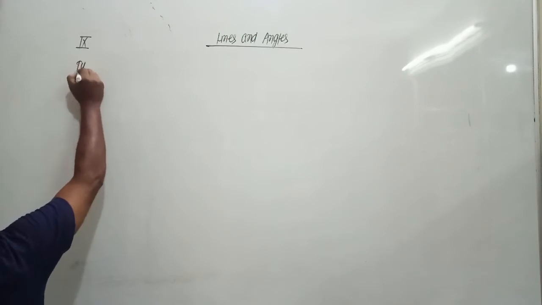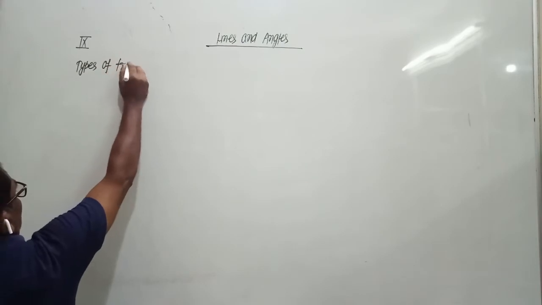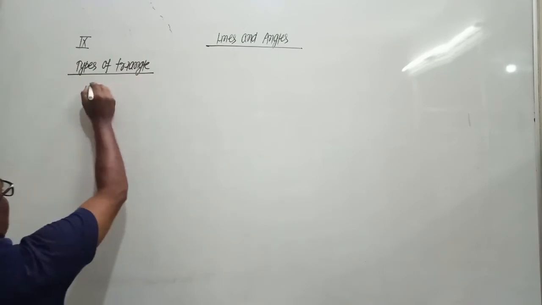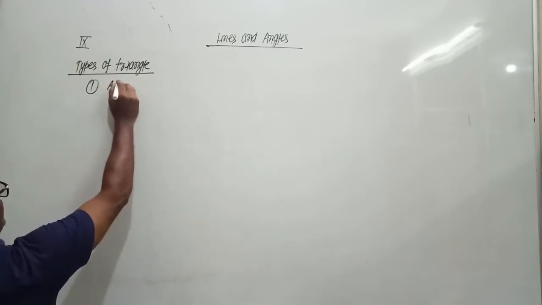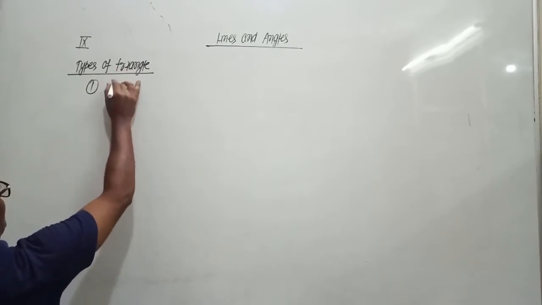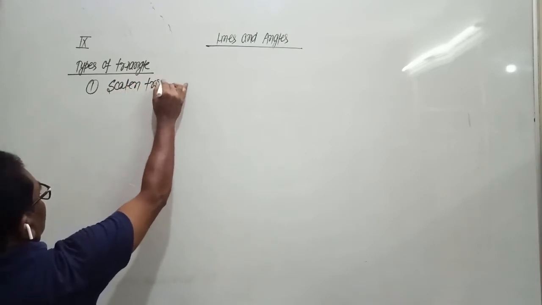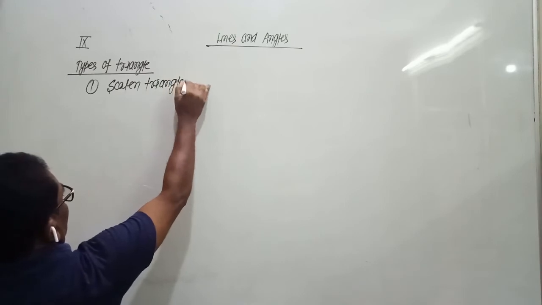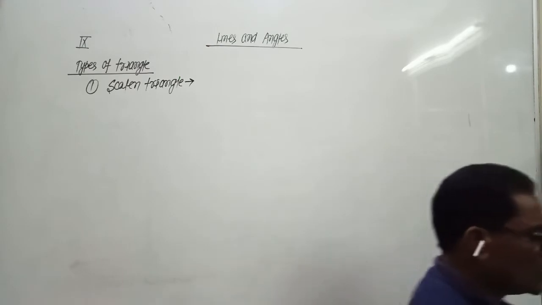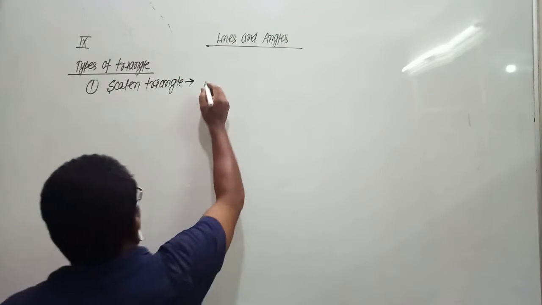Types of triangles. The first type of triangle is called a scalene triangle. A triangle in which no angles are equal is called a scalene triangle.